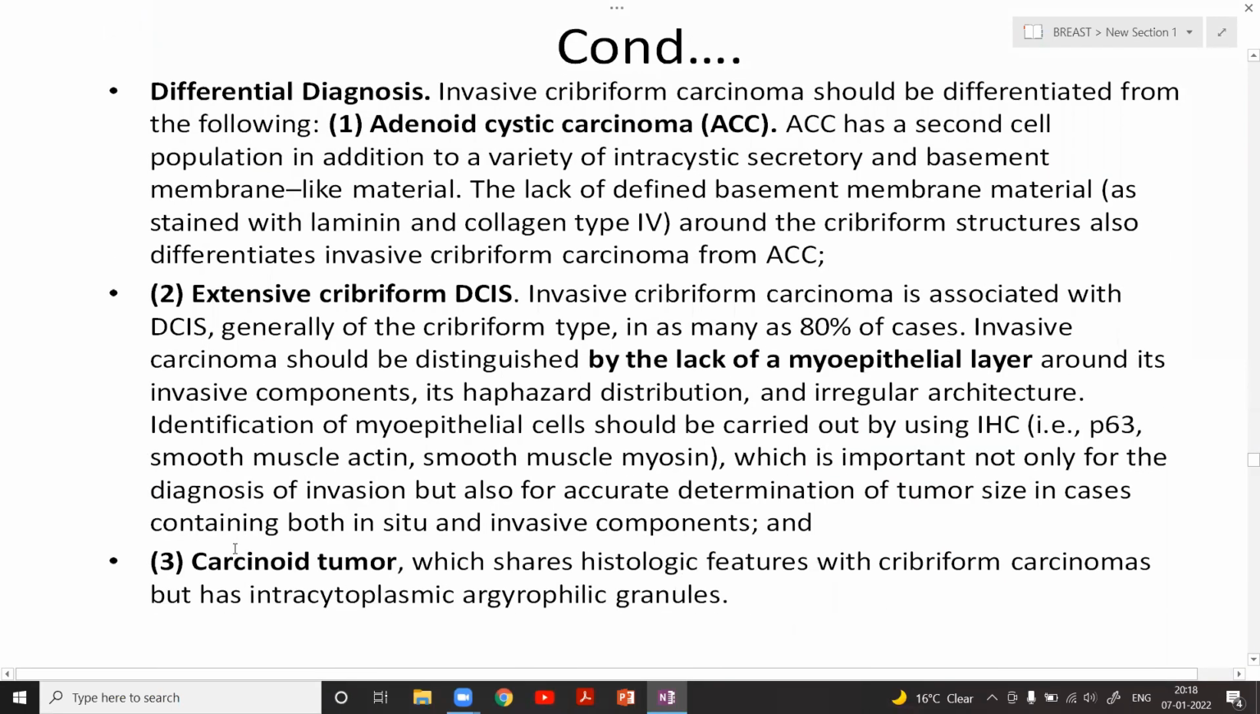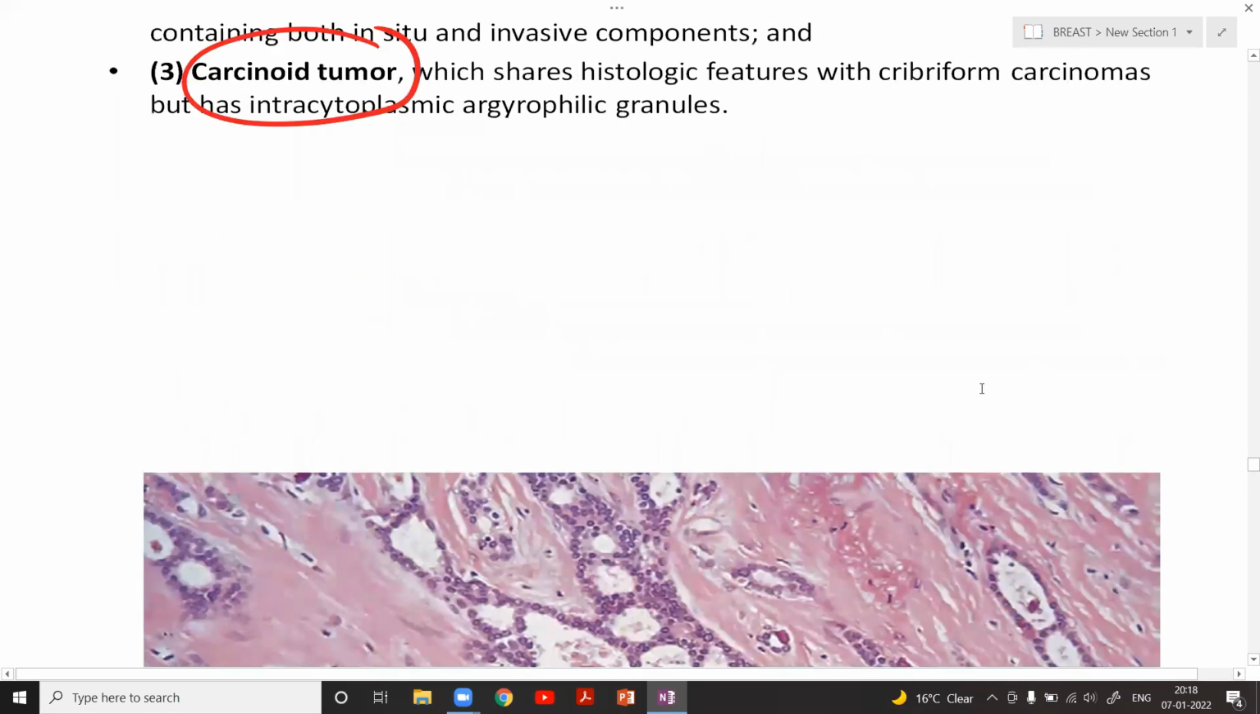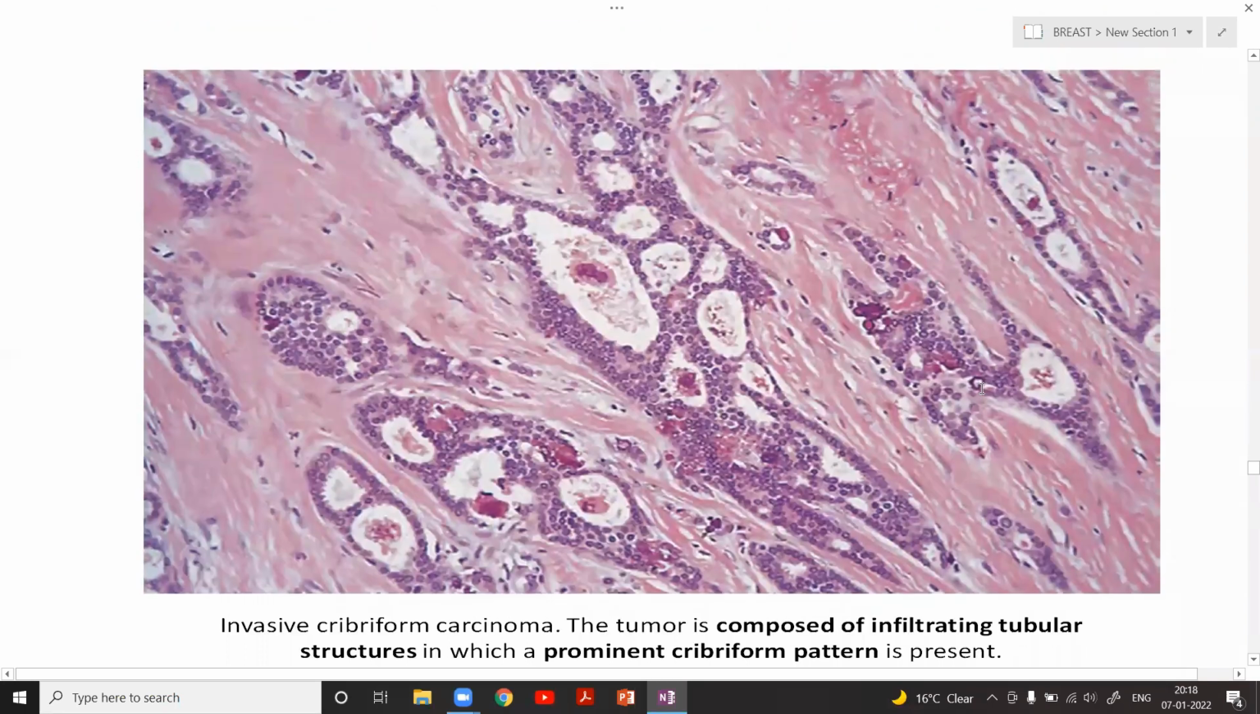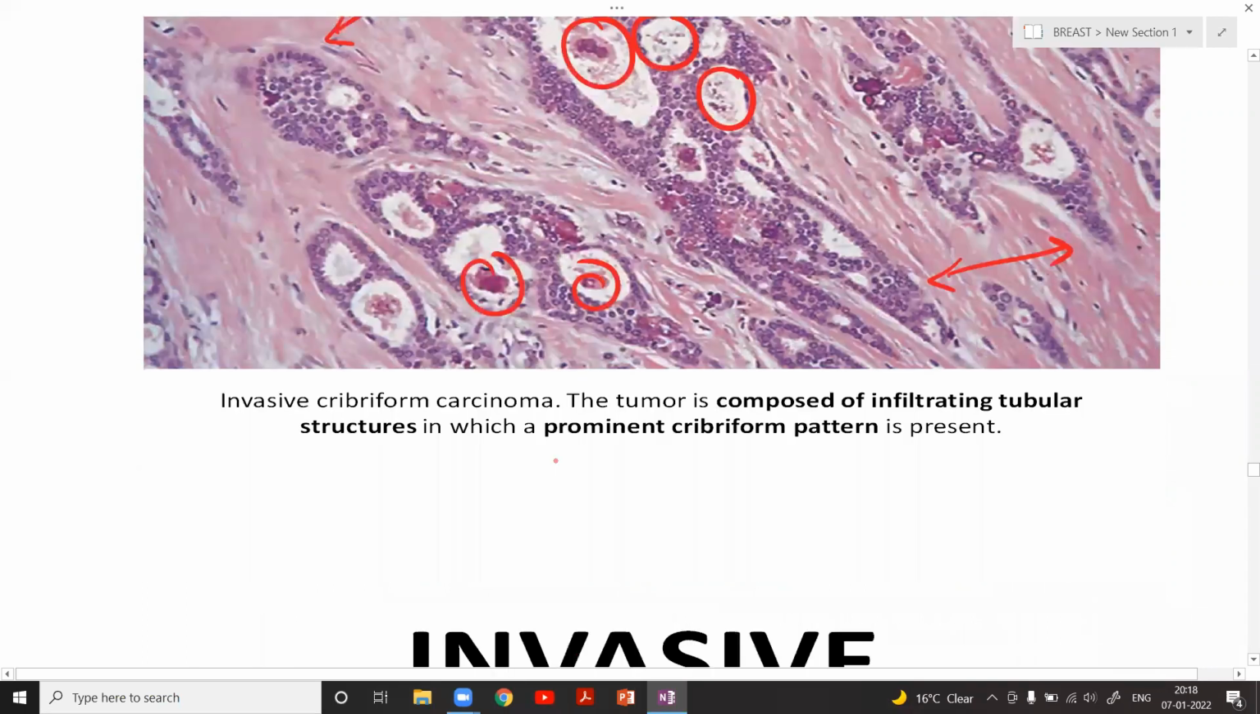Coming to the differential diagnosis, I'm not going to discuss it in detail. One is adenoid cystic carcinoma, extensive cribriform DCIS can also have this, and carcinoid tumor. In cribriform carcinoma, you will have lack of myoepithelial cells, which becomes very important. So this is your cribriform variety. As you can appreciate, the cells are sieved out, with punched out spaces. Why am I not calling it extensive DCIS? Because can you see there is a lot of desmoplastic stroma in between? It is quite similar to the one we had seen. Some of them also contain certain secretions. So this is the classic cribriform variety, very similar to the tubular variety, with sieve-like punched out spaces.